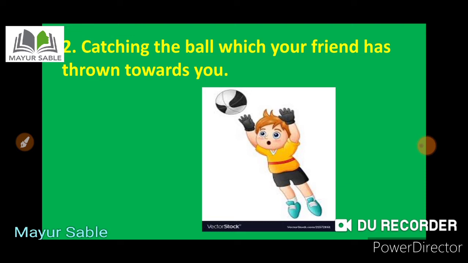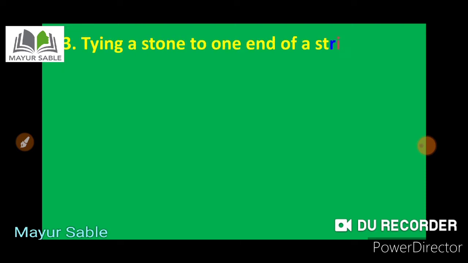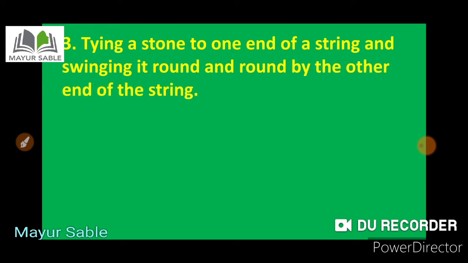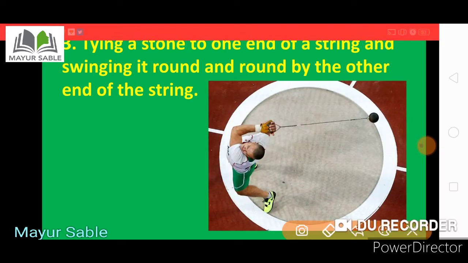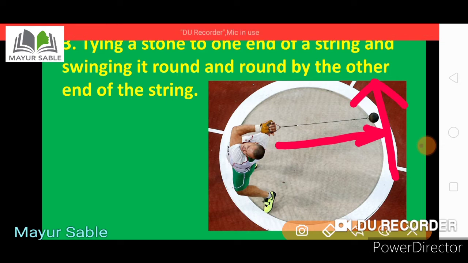Then, the third example: tying a stone to one end of a string and swinging it round and round by the other end of the string. Here you can see in the picture a boy swinging a stone with the help of a string. Here you apply force in one direction and the stone is displaced in the direction perpendicular to the applied force. So here the direction of force and the displacement are perpendicular to each other.